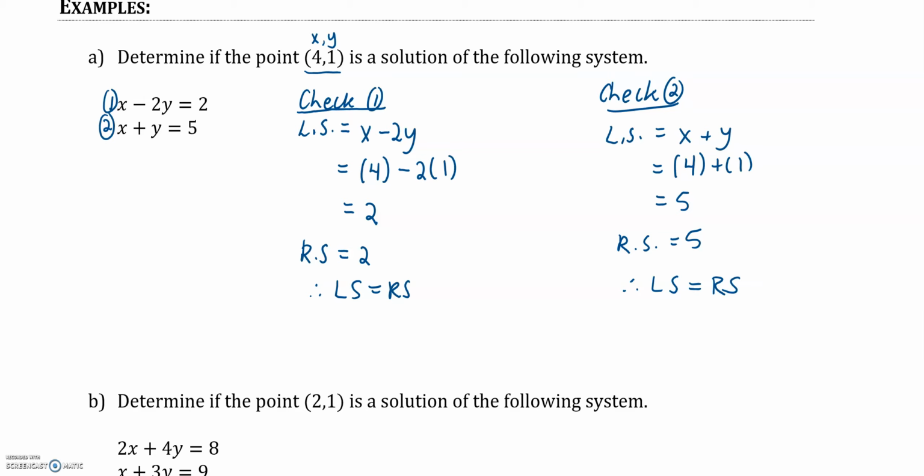Graphically, what this means is that the point 4, 1 lies on both of the lines, and since it lies on both of the lines, that's the point of intersection. Therefore, we say that it is a solution.